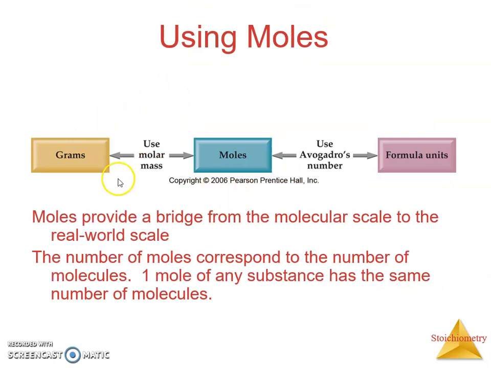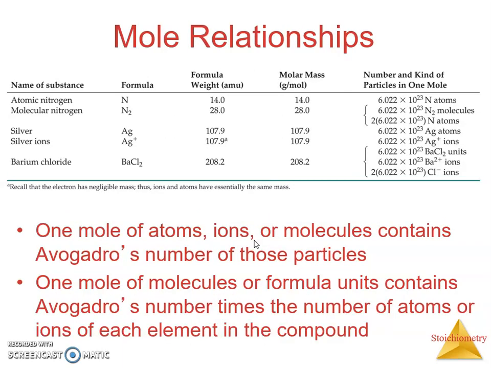Now using moles and grams, use molar mass to get moles and use Avogadro's number to get formula units. So the mole provides a bridge from the molecular scale to the real world scale. The number of moles corresponds to the number of molecules, and 1 mole of any substance has the same number of molecules. Now mole relationships. You can see atomic number, nitrogen, formula weight, and this way. So 1 mole of atoms, ions or molecules contains Avogadro's number of those particles. 1 mole of molecules or formula units contains Avogadro's number times the number of atoms or ions of each element in the compound.